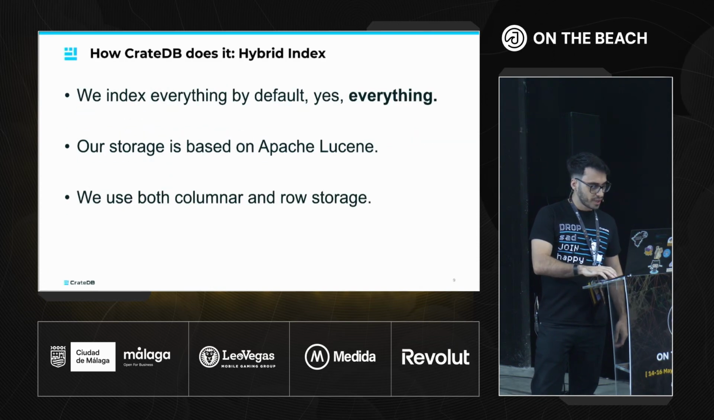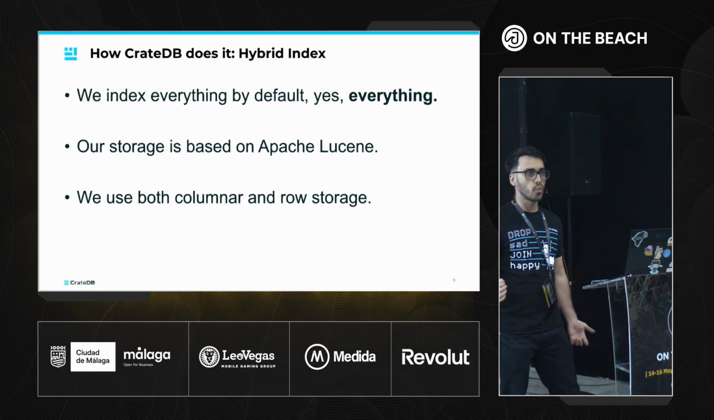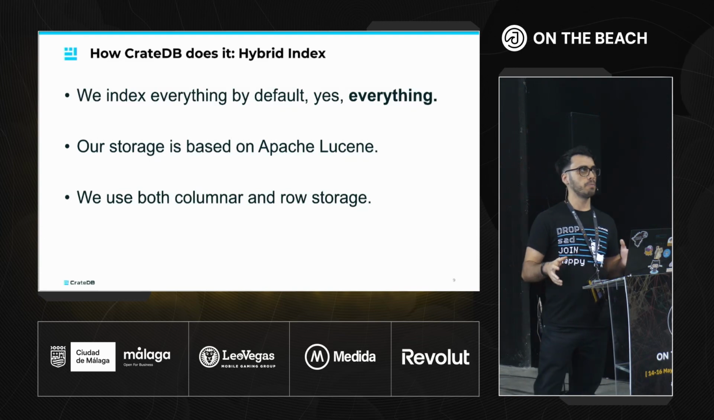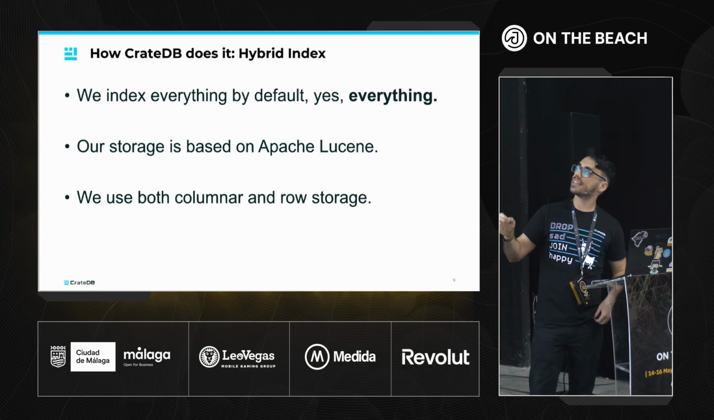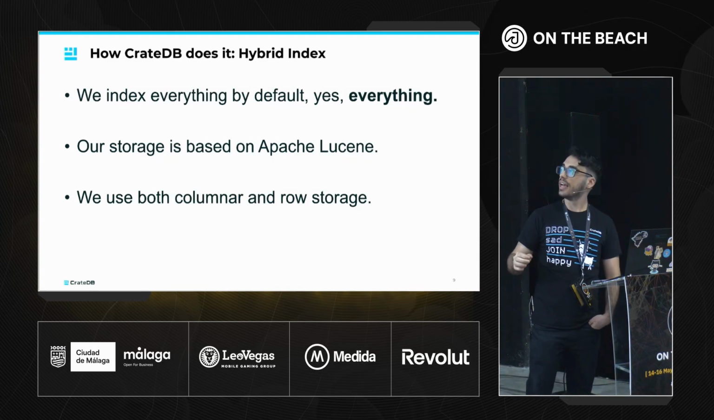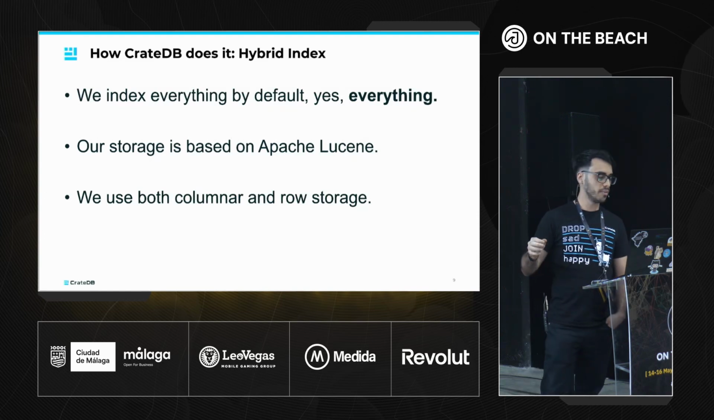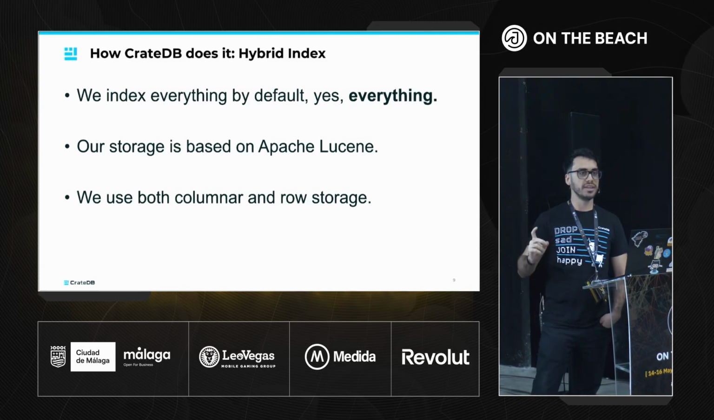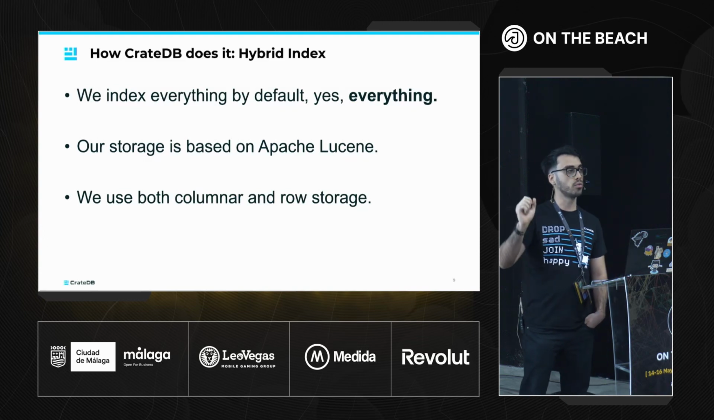So now the actual core of the talk: what is it that we do at CrateDB? At CrateDB, we fundamentally change how we do things with indexes. We index everything by default. Every single column, we index it. We can do that because our storage layer is based on the Apache Lucene framework. And we not only index every column, but we also build a columnar and row storage.